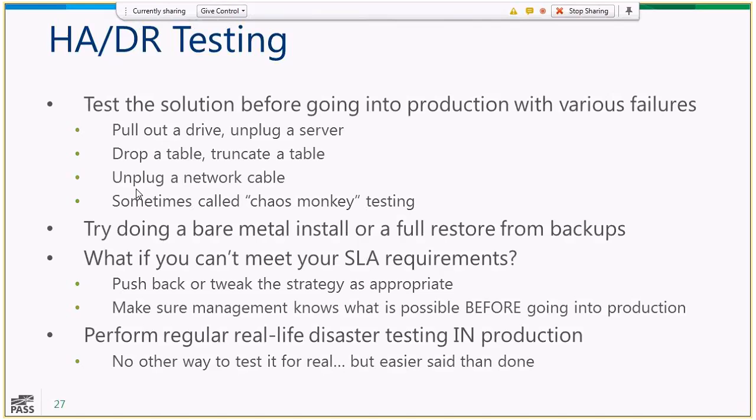All right, so HADR testing. You want to make sure that you actually test your HADR solution before you go into production with different failures that you might run into. For example, what happens if you walk up to a server and yank out one of the drives or unplug the server? Or what happens if you drop a table or truncate the data in a table? Does your HADR solution handle that gracefully? What happens if you unplug a network cable?